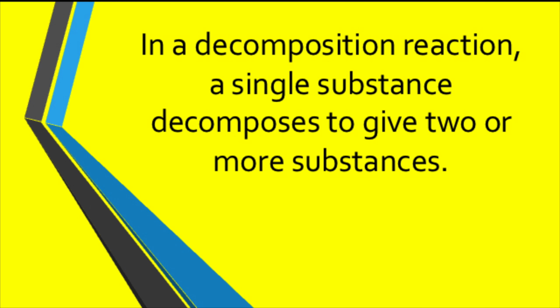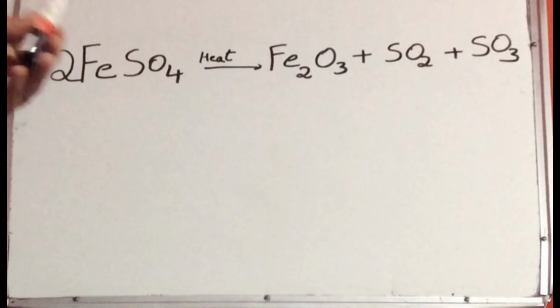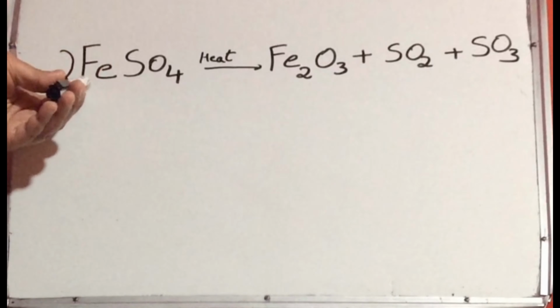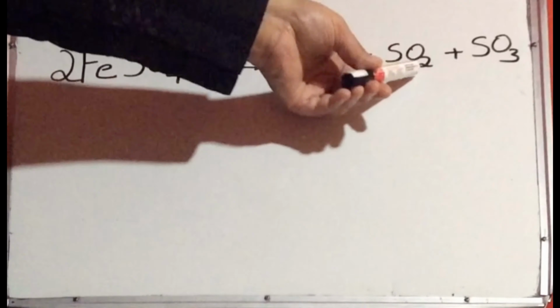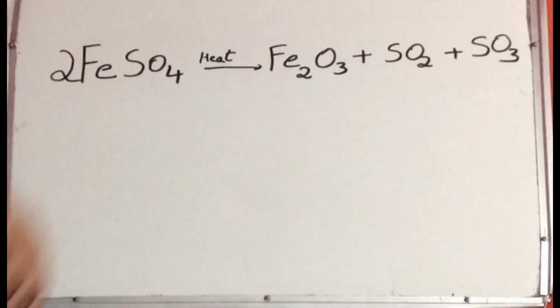In decomposition reaction, a single substance will break down to form two or more substances. For example, you take ferrous sulfate crystals. When you heat ferrous sulfate crystals, you will get ferric oxide Fe2O3 plus sulfur dioxide plus sulfur trioxide. This reaction in which a single substance breaks down or decomposes to give two or more substances is known as decomposition reaction. Let's do this experiment first.